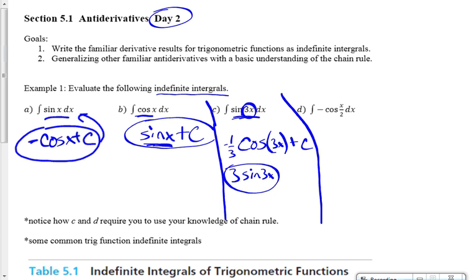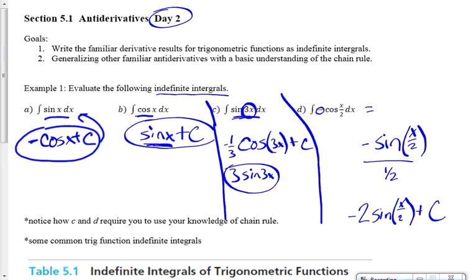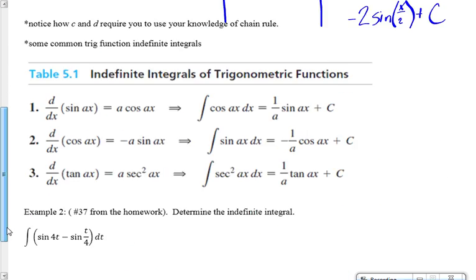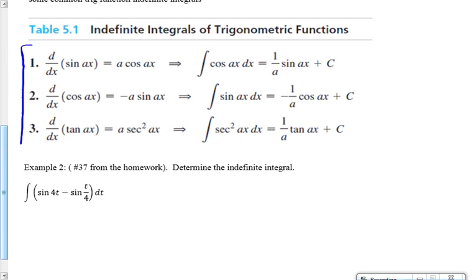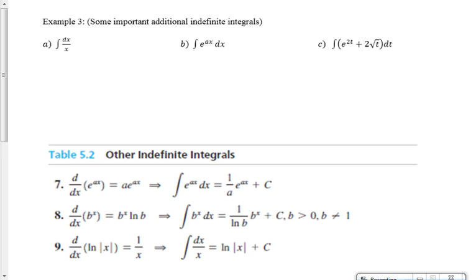Same idea here. Sine and cos go together. Let's make sure the signs match. Derivative of sine is cos. There's a negative up here, so I need a negative down here. Leave the inside the same and divide by the inside. So this would, probably more concisely, that's not a cos problem, this would be negative 2 sine x over 2 plus c. Okay? And here's a table of some of those trig ideas. I'd like you to practice some of those on your own.